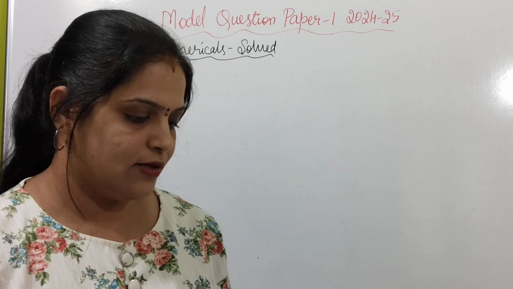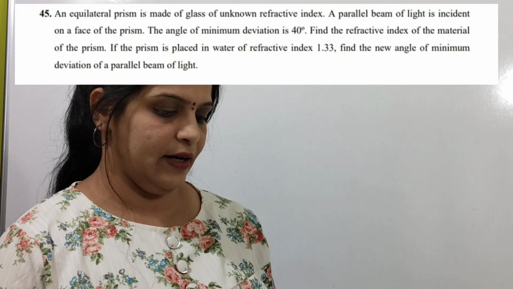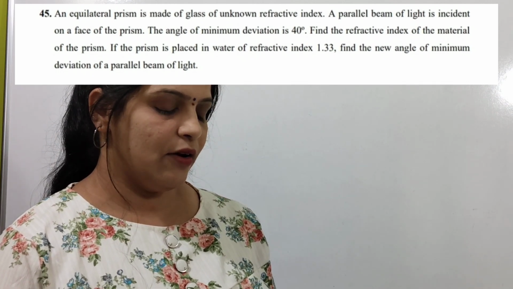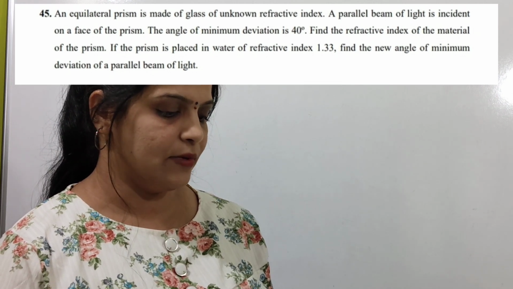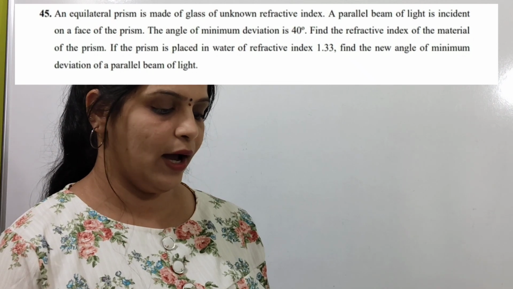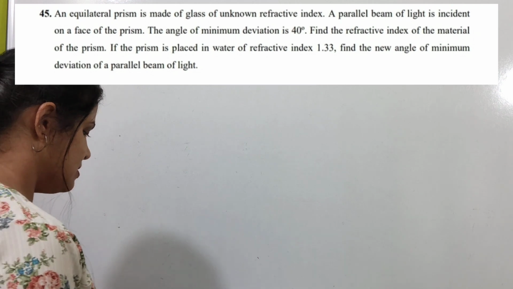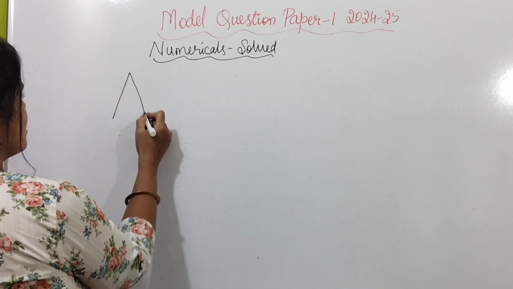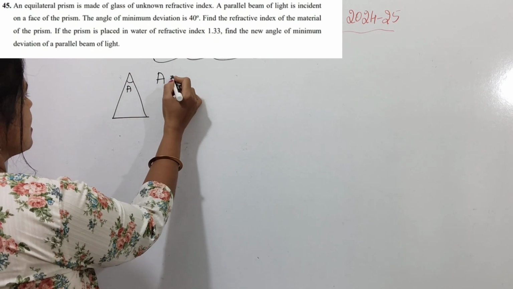Now the next question is, an equilateral prism is made of glass of unknown refractive index. A parallel beam of light is incident on a face of the prism. The angle of minimum deviation is 40 degree. Find the refractive index of the material of the prism. If the prism is placed in water of refractive index 1.33, find the new angle of minimum deviation of the parallel beam of light. So an equilateral prism means its angle of prism A is 60 degree.